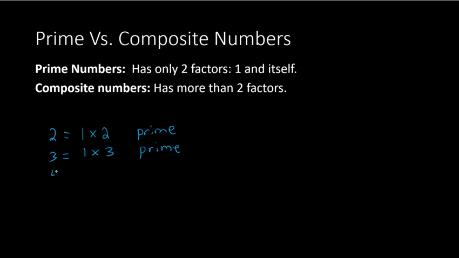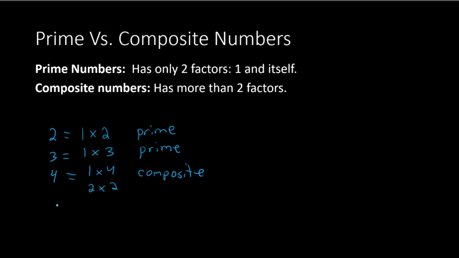Now what about the number 4? Is 4 prime or composite? Well, you can get 4 by doing 1 times 4, but you can also do 2 times 2. So because it has the other set of factors of 2, this number 4 is going to be composite.